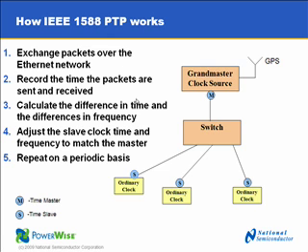So let's go into a little bit more detail on that. The first thing that happens is that packets are exchanged over an Ethernet network. The time that the packets are sent and received at the master and at each slave device is recorded. And the precision of that timestamp sets the fundamental level of precision for the time synchronization operation. The algorithm calculates the difference in time and the differences in frequency, and then adjusts the slave clock time and frequency so that it matches the master.